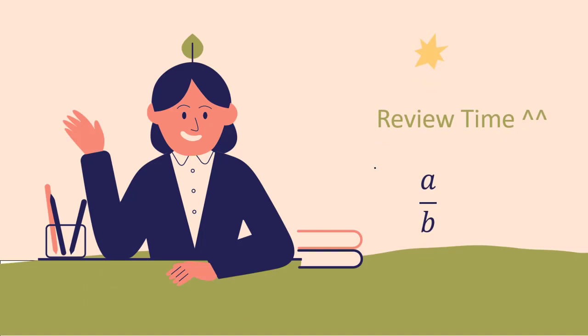So, look at this. This is the basic formula of the fraction A over B. So, the number on the top, we call it numerator. And the number on the bottom, we call it denominator. Basically, fraction has the same model like division. A divided by B, you can write down A over B.